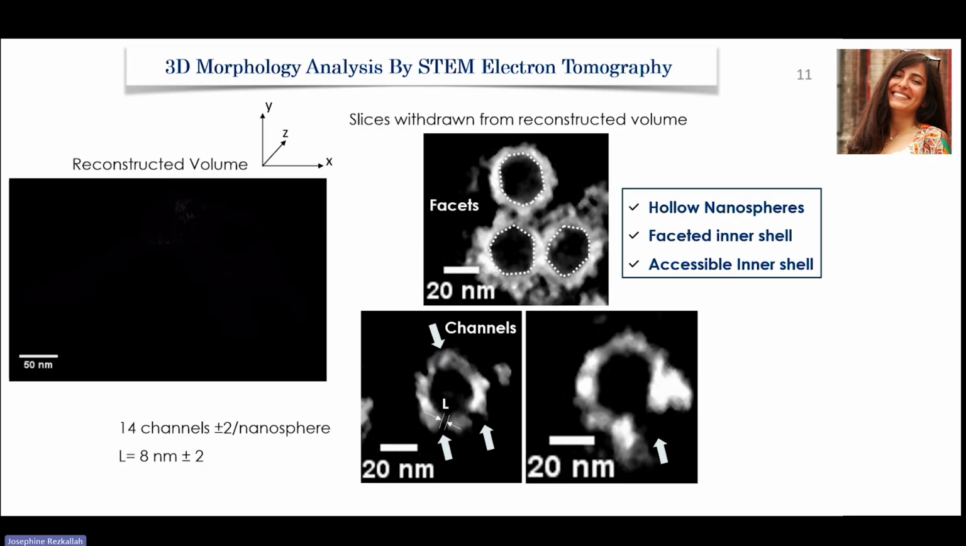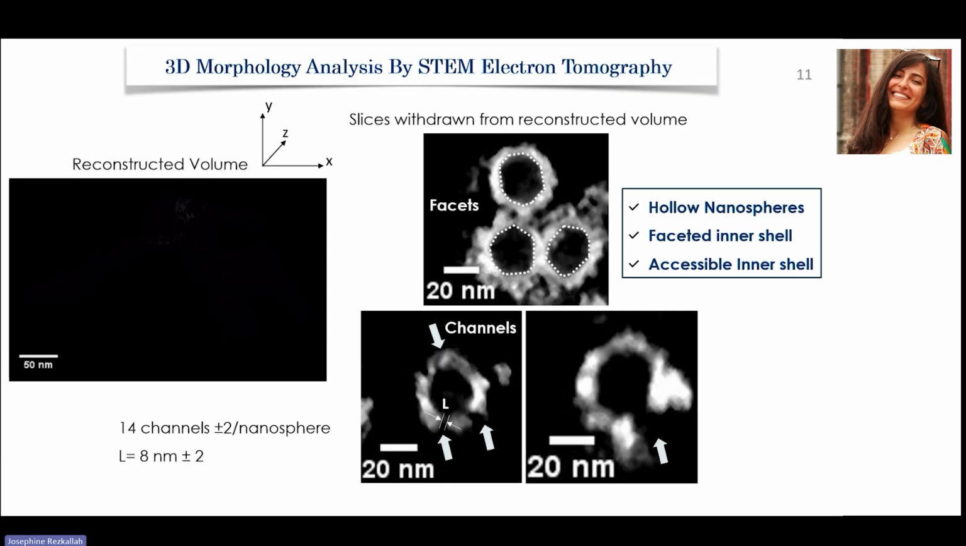Third, and the most important, in addition to the confined space, to take advantage of the inner surface offered by these nanospheres, it's important that we are sure of the accessibility of this surface. So you see here the open channels that connect the outer space to the inner surface of the shell. Statistically, there are about 14 channels per nanosphere with an average diameter of 8 nanometers. That's evident proof of the accessibility of the inner void to the gases during a chemical reaction.